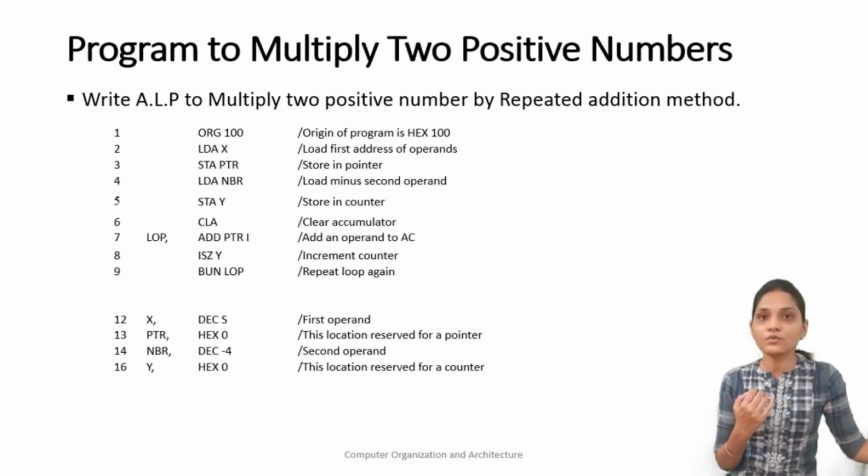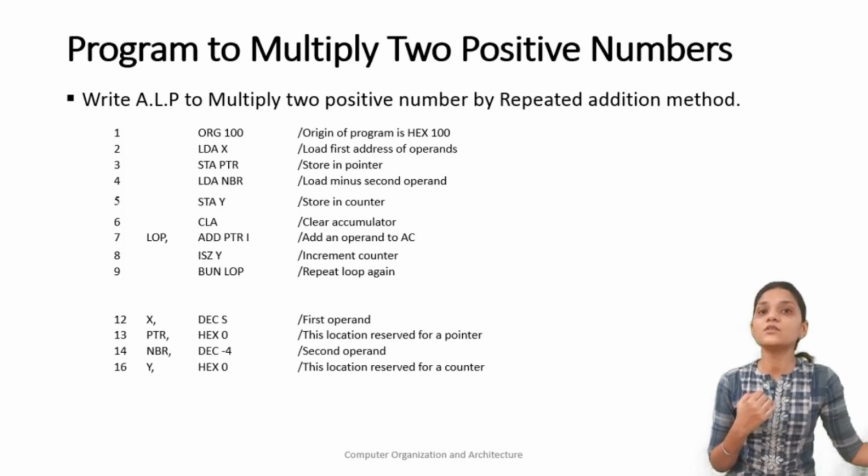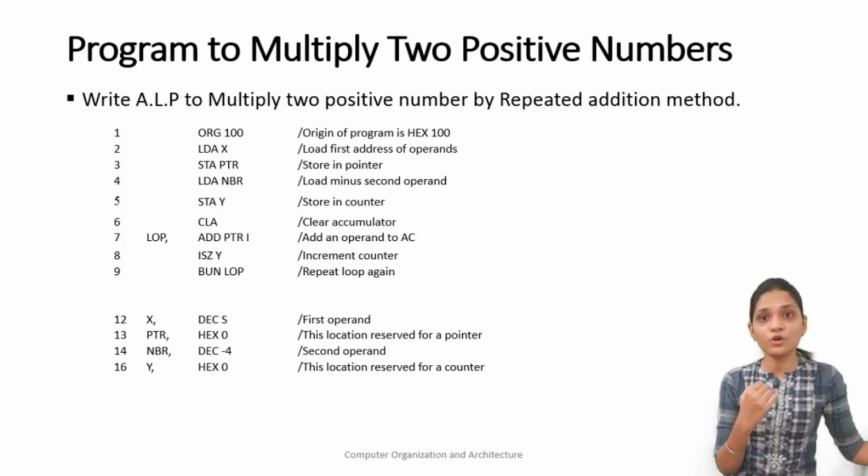Then we have to use the instruction called ADD PTR I. Here we have used indirect addressing. Okay, we are adding this number by means of indirect addressing. In this instruction, your location PTR is first going to be used, where you have stored the location of your data, and after that you are adding this by using I.